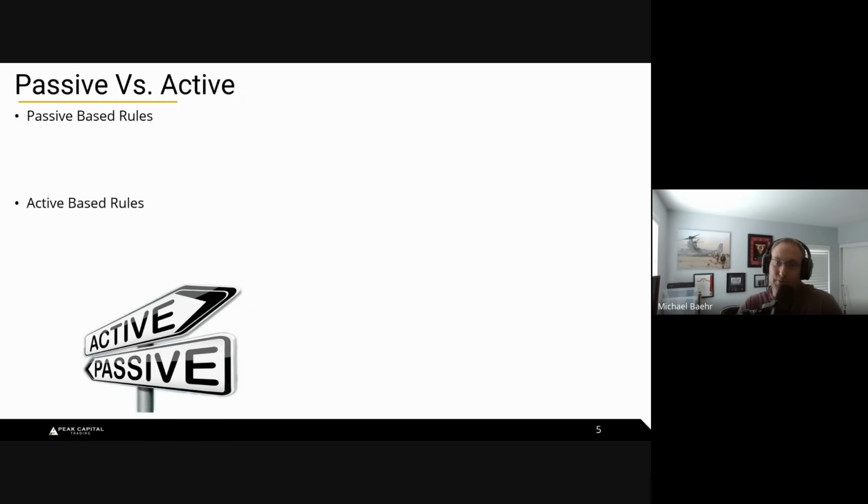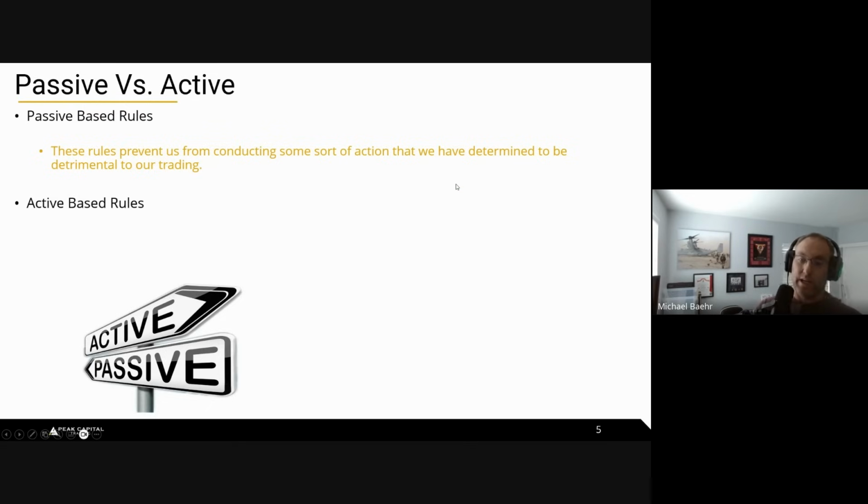So a passive rule, right? These are rules that prevent you from conducting some sort of action that we or you have determined to be detrimental to your trading. I'm going to give you two examples. One is going to be stop loss. The second example is overtrading, utilizing the 5 trade rule, because I've gotten a lot of inquiries about, hey, I'm overtrading, how do I handle this? What's kind of going on? So I'm going to give you an example using the 5 trade rule as well.